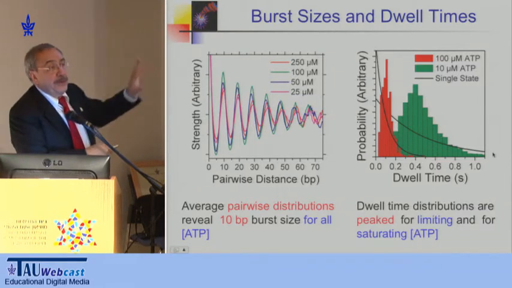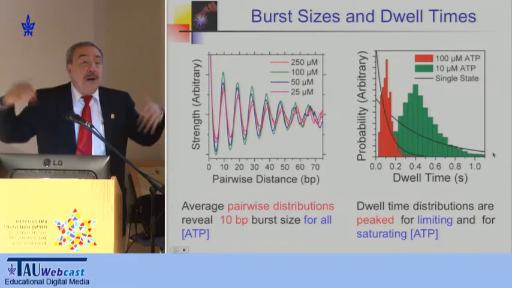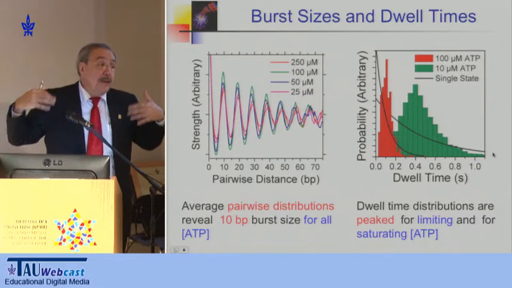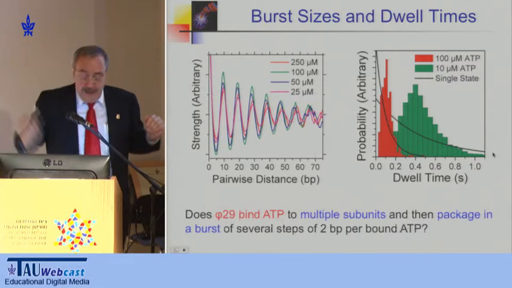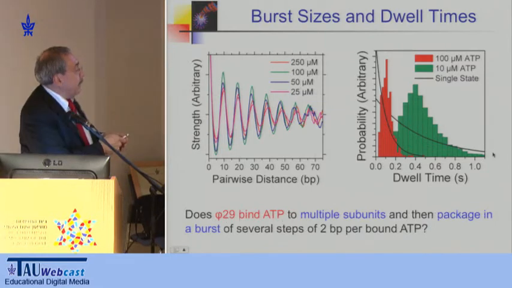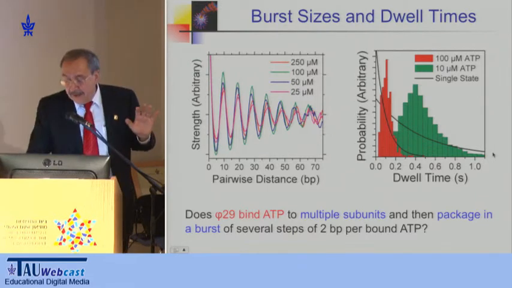These peak distributions suggest that during a dwell time, the motor is waiting for more than one stochastic process, not just the binding of one ATP, but maybe the most simple idea is that it's waiting for binding of many ATPs, right? So one possibility is that perhaps the motor in Phi29 binds multiple subunits and then packages in a burst. What I mean by this is the following.